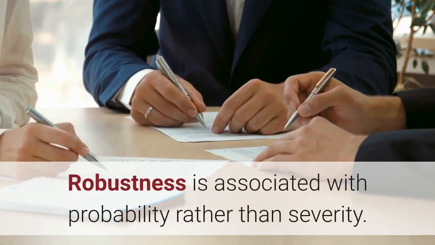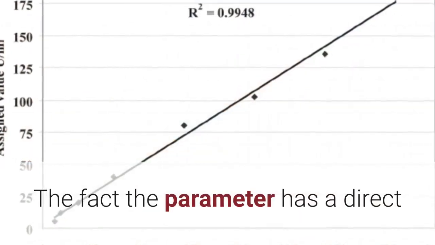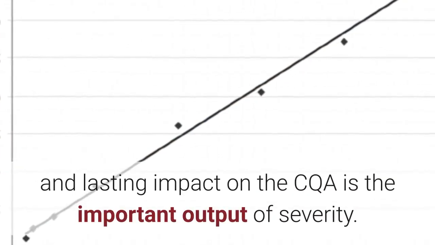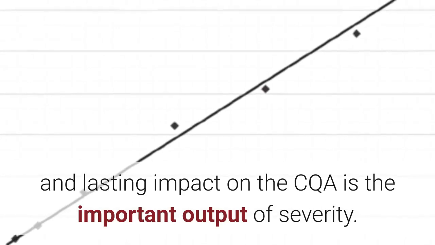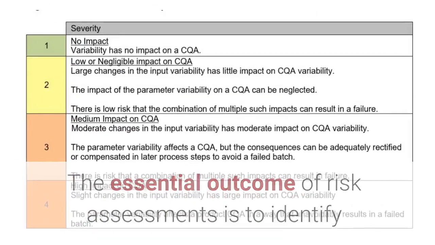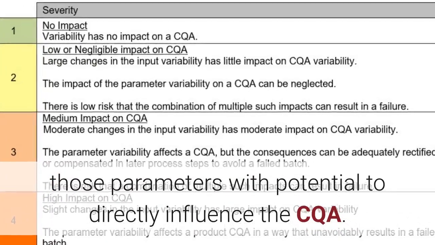Robustness is associated with probability rather than severity. The fact the parameter has a direct and lasting impact on the CQA is the important output of severity. The essential outcome of risk assessments is to identify those parameters with potential to directly influence the CQA.